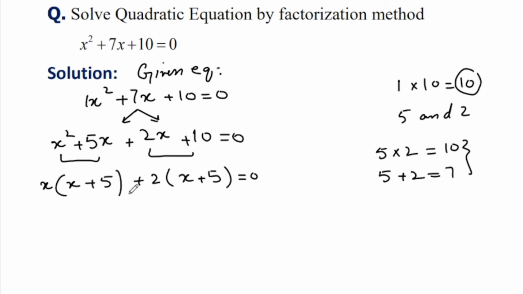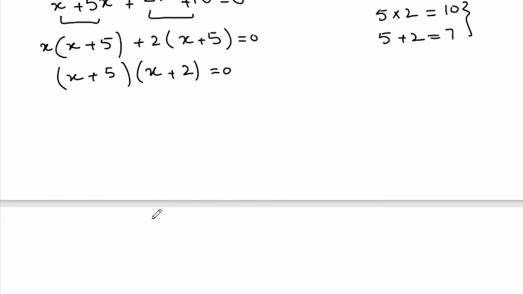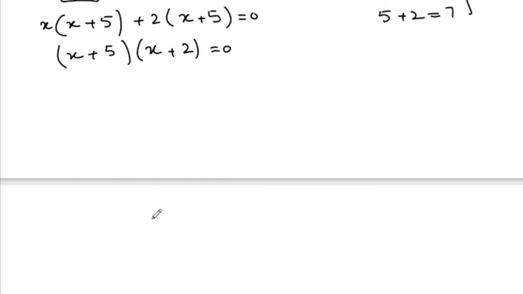equal to 0. So in this equation x plus 5 is common. Now taking x plus 5 as the common element, we have x plus 2. So there are two factors on the left hand side of this equation. We set these factors equal to 0. So each factor becomes equal to 0. So here x plus 5 equals 0, and secondly x plus 2 equals 0.